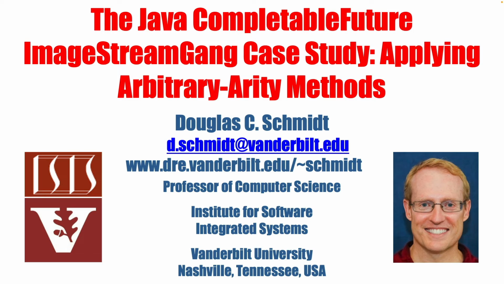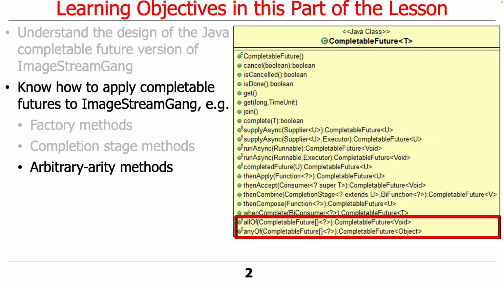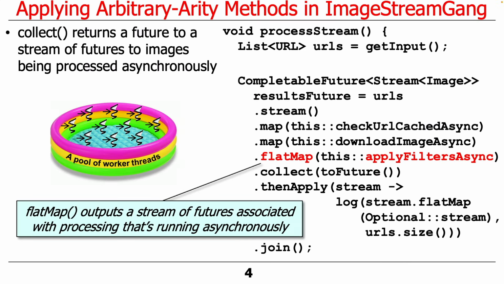So we're almost done with our coverage of the ImageStreamGang case study. What's left is to talk about arbitrary-arity methods, what they are, what their purpose is in this context, and then we'll walk through the encapsulation of said arbitrary-arity method, allOf, in the context of the case study. So let's first talk about how we need to use them in this context.